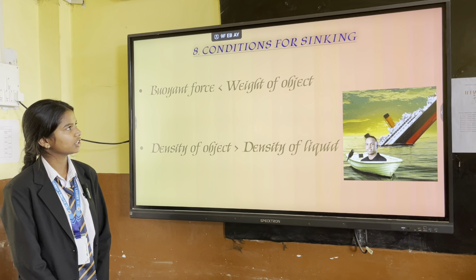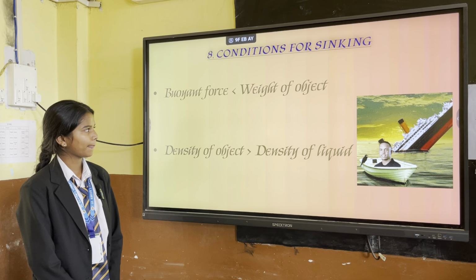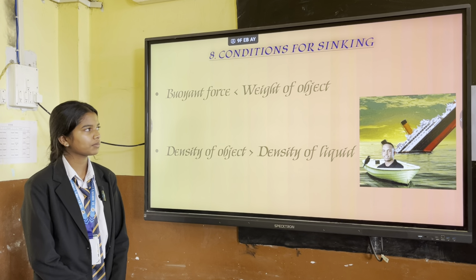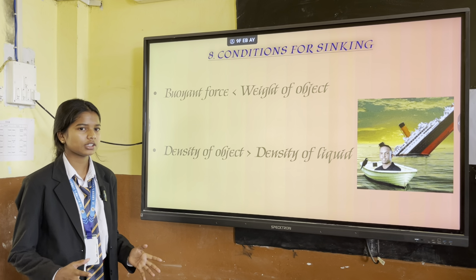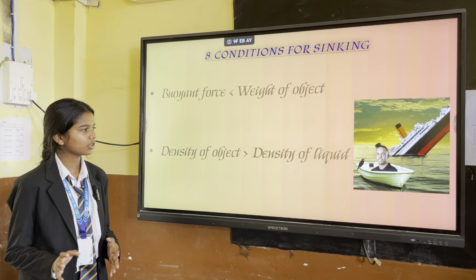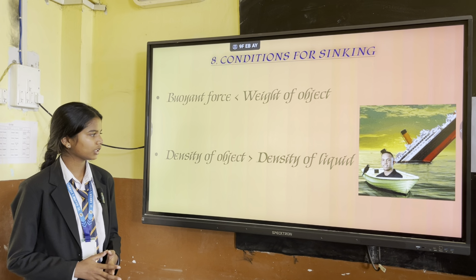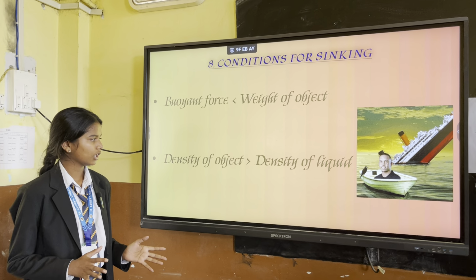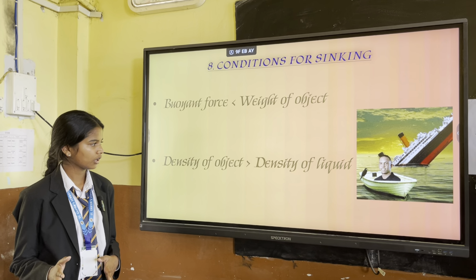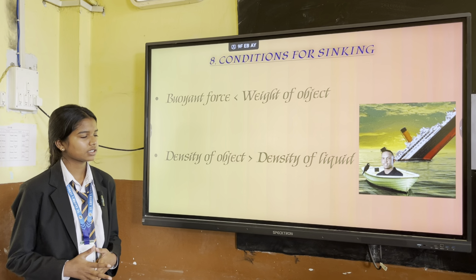And next is conditions for sinking. Buoyant force is less than weight of the object. It means when the buoyant force acting on a body is less than its weight, the object sinks in water. And next is, density of the object is greater than density of the liquid. If the density of the object is greater than the density of the liquid, the object sinks in water.